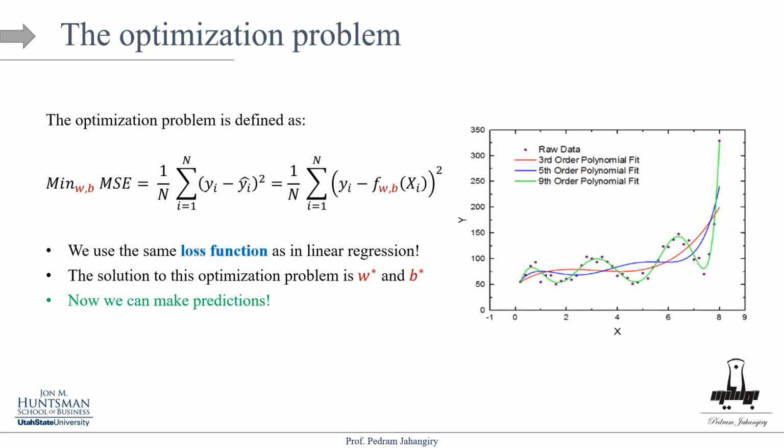So what is the optimization problem for a polynomial regression model? The optimization problem is going to be exactly the same as for the linear regression model, right? So basically we are minimizing the mean squared error over W's and B. We are minimizing the errors, squaring them, and then taking the average. And this function is going to be exactly the same as the loss function in the linear regression model.